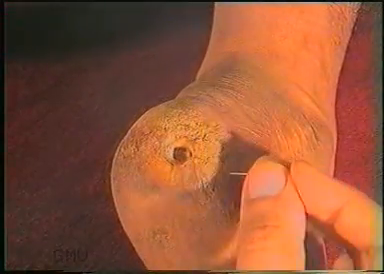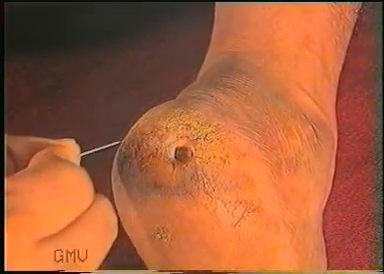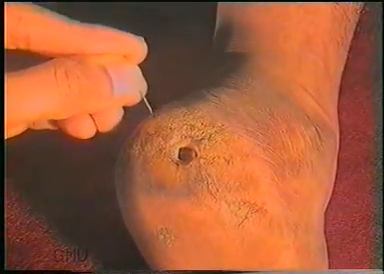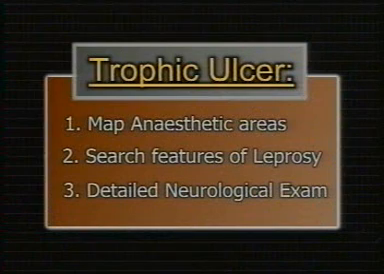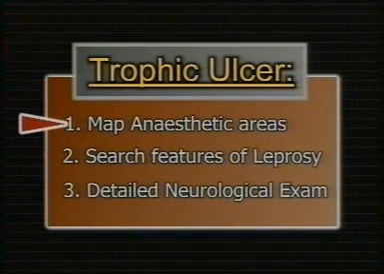Then test the sensations of the skin surrounding the ulcer using a sharp pin. If the sensations are diminished, and particularly if the ulcer is of trophic type over a pressure bearing area, then the neurological examination must be conducted in full details. Map the areas of diminished sensations.